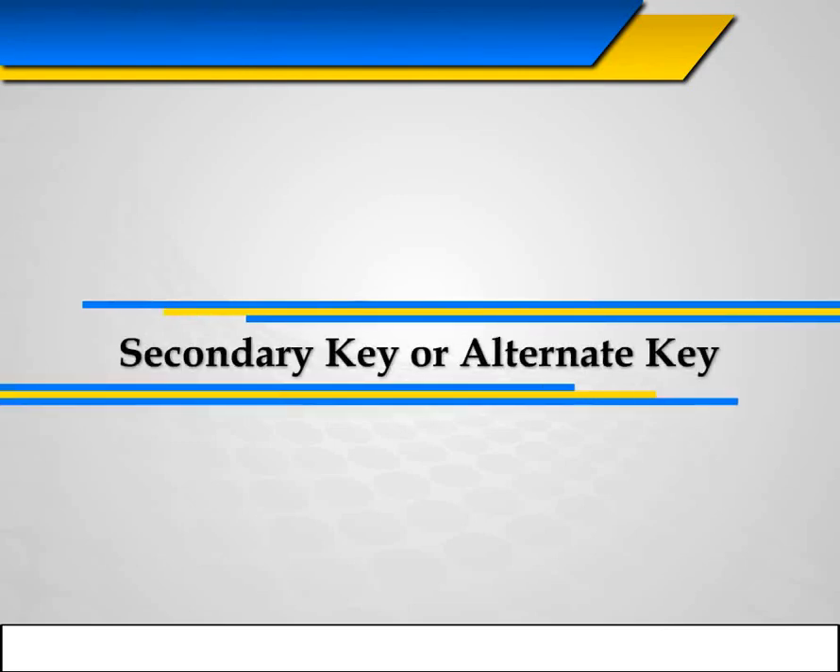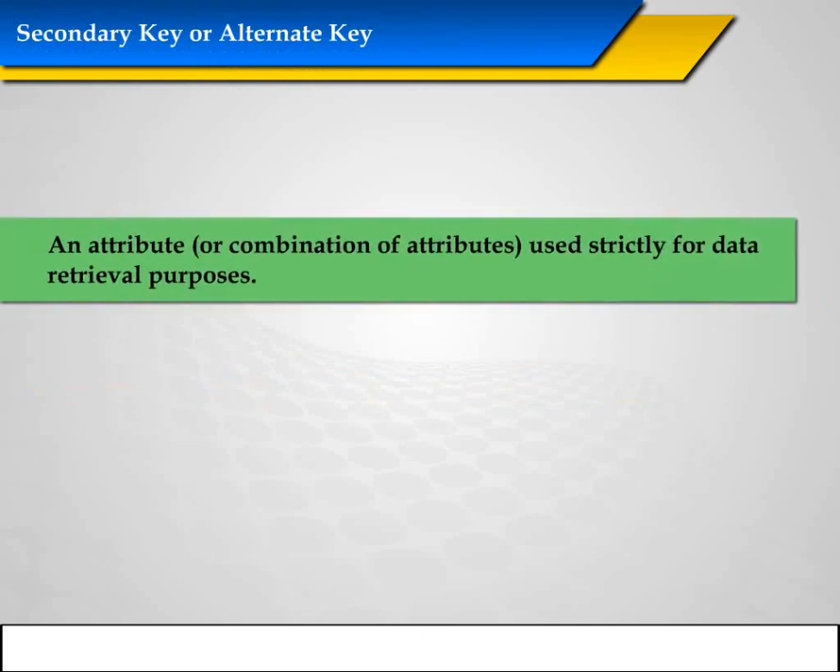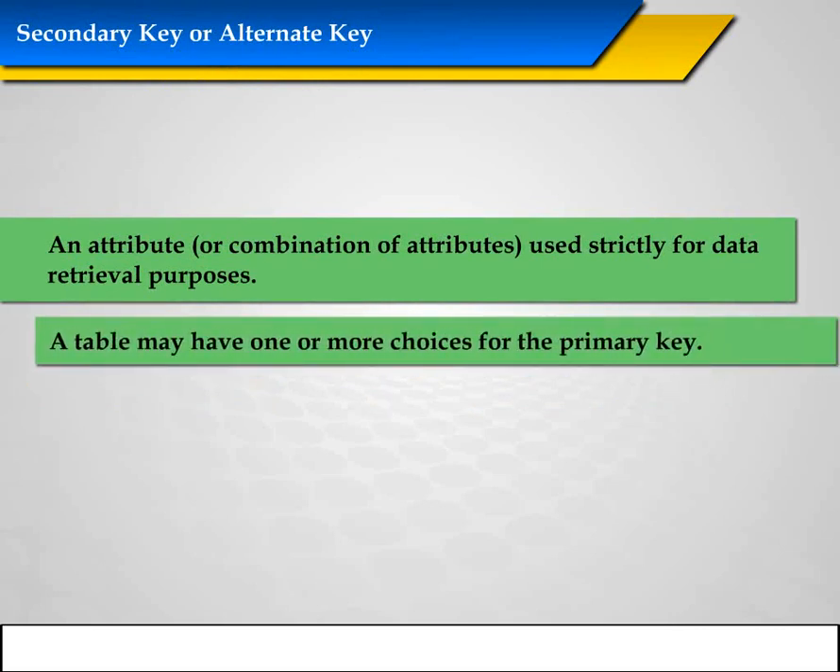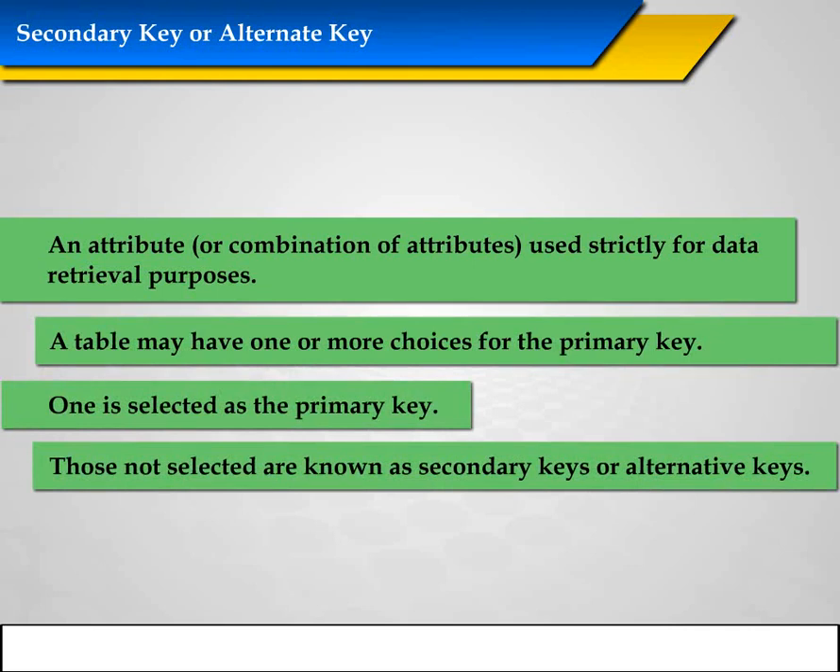Secondary key or alternate key. An attribute or combination of attributes used strictly for data retrieval purposes. A table may have one or more choices for the primary key. One is selected as a primary key. Those not selected are known as secondary keys or alternative keys.